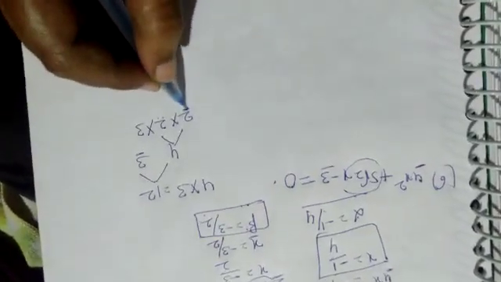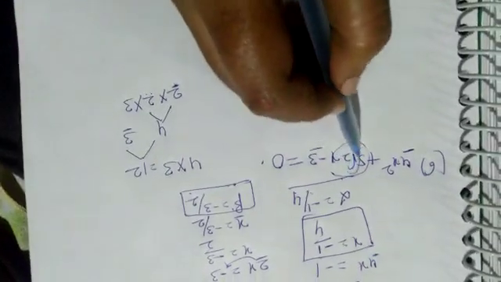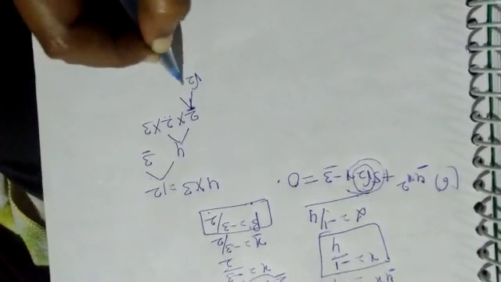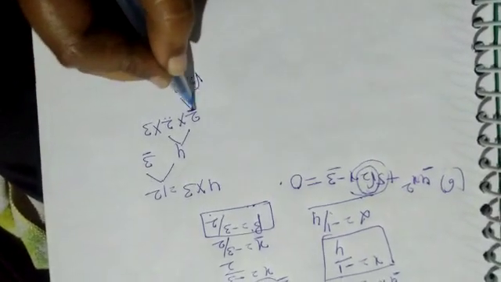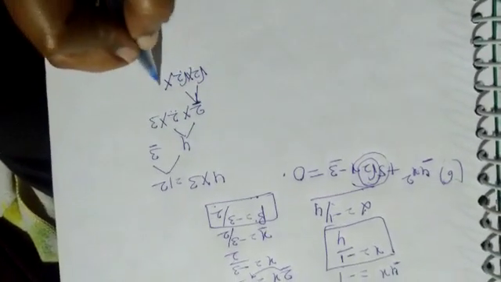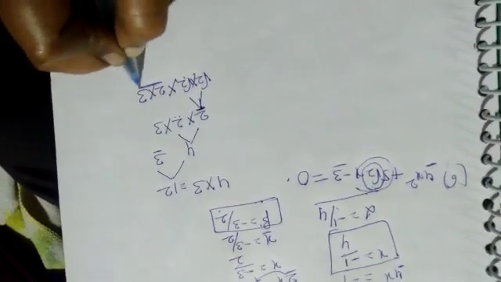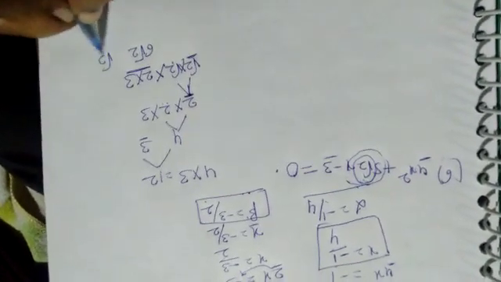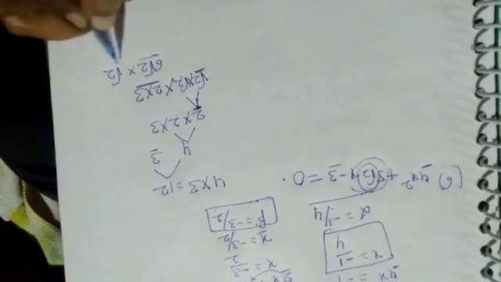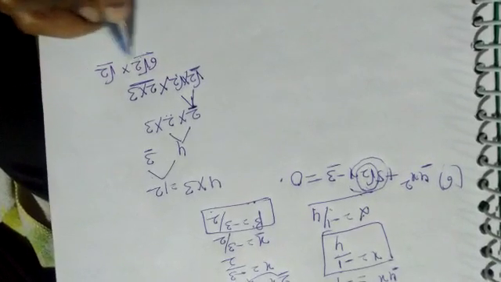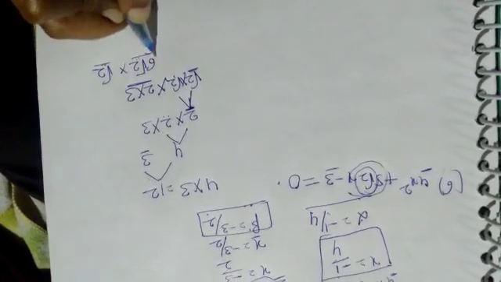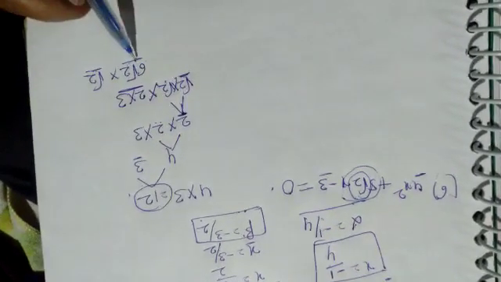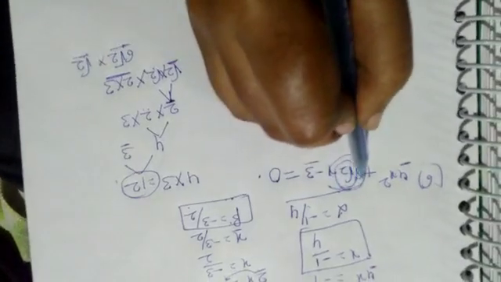So 2 can be factorized into root 2 into root 2. Root 2 into root 2 equal to 2. Next, 2 into 3 is 6, so 6 root 2 and root 2. 6 root 2 into root 2: root 2 into root 2 is 2, and 2 into 6 is 12. So either we do subtraction or addition to get the middle term.